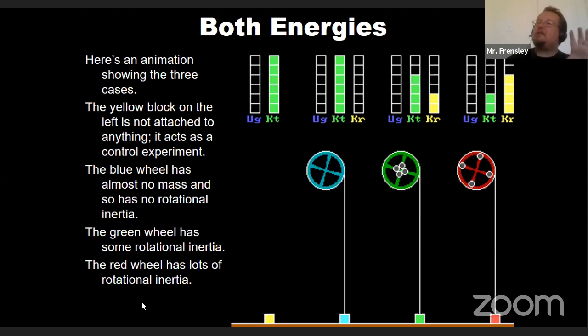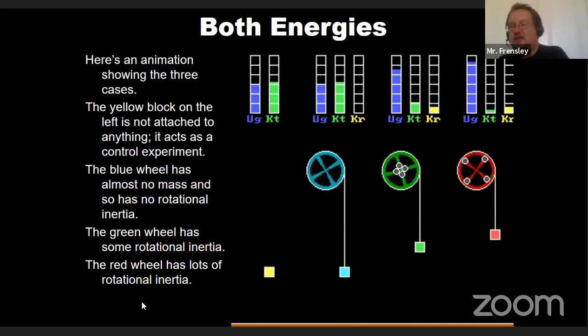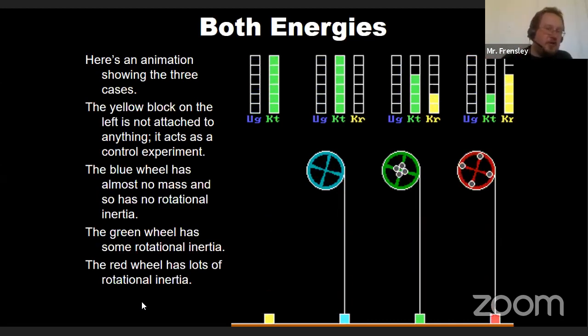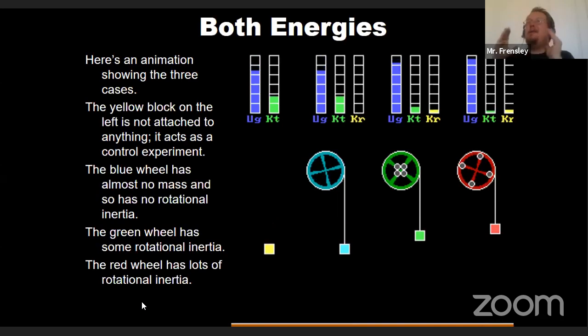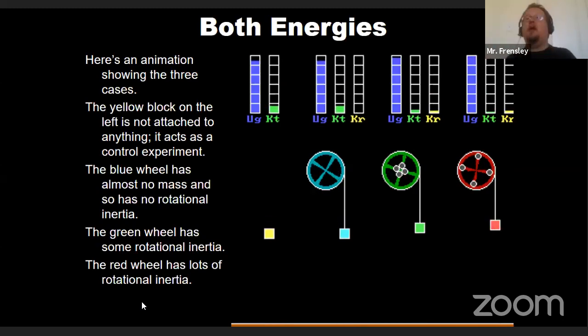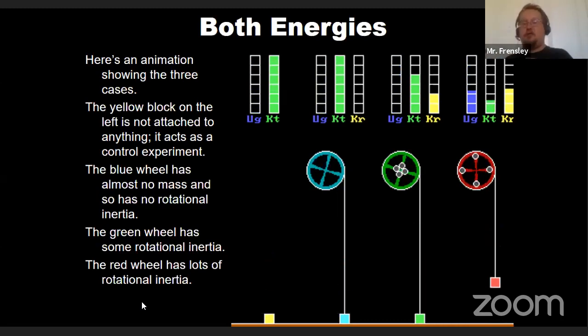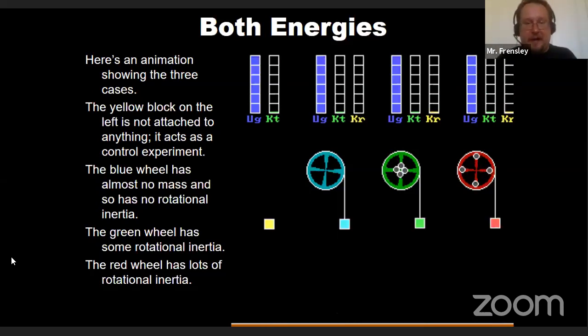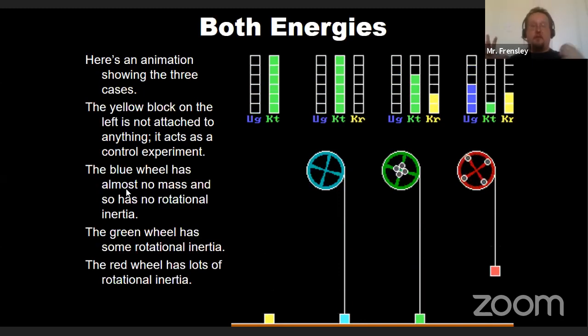For the green, some of its potential energy turns into rotation. That's the yellow bar with a KR. So some of the UG turns into KR for the green wheel. So not all the energy gets to go to translation, not all the energy gets to go to speed of the green block falling. Then for the red, having more rotational inertia, even more energy goes to rotating the wheel. So the more rotational inertia, the more energy goes to rotating the wheel, the less goes to translating the block down. So the block goes slower the more rotational inertia it's attached to. Hopefully these animations with the bar charts show you how the energy is divided up based on the rotational inertia of the wheel.